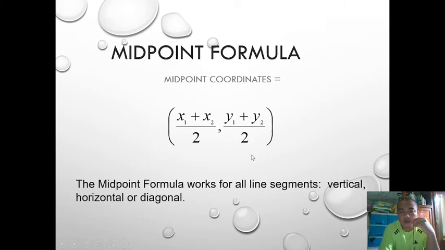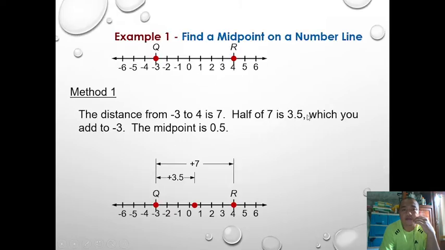So we know that this is the midpoint formula: x sub 1 plus x sub 2 all over 2, y sub 1 plus y sub 2 all over 2. This works for all line segments, vertical, horizontal, or diagonal.